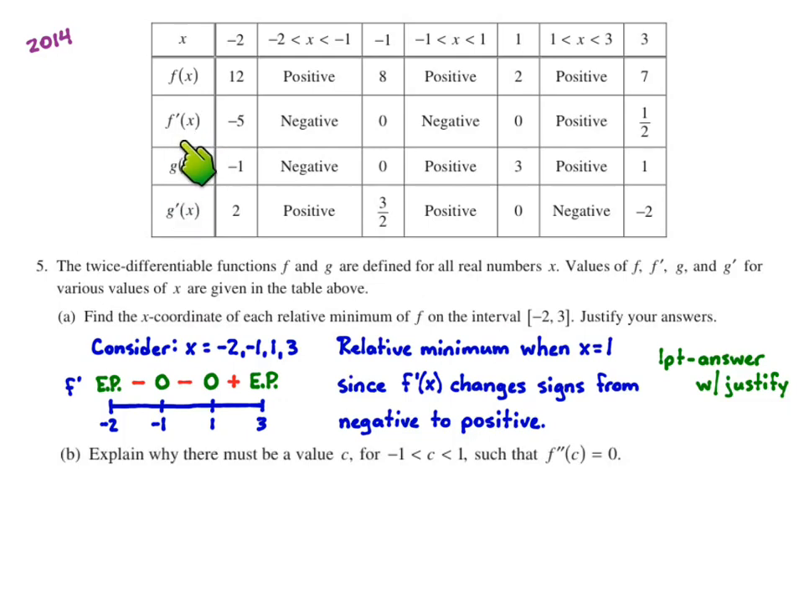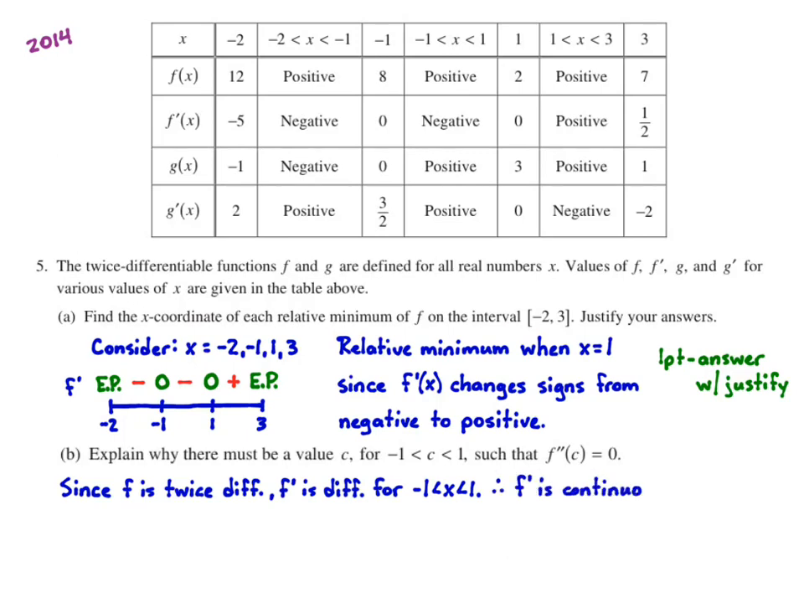And so we can say that since it says here that f is twice differentiable, that would imply that f prime is differentiable. Okay, so since f is twice differentiable, f prime is differentiable. And that would also imply, since f prime is differentiable, f prime is continuous. And then as a result, we can say the mean value theorem applies.